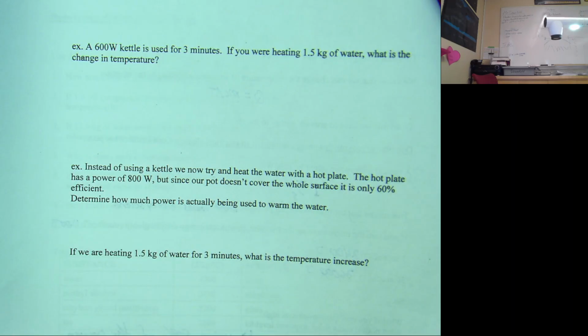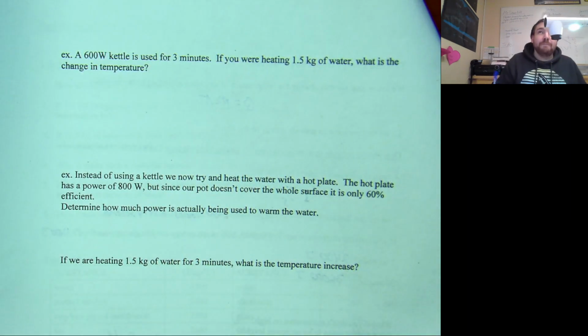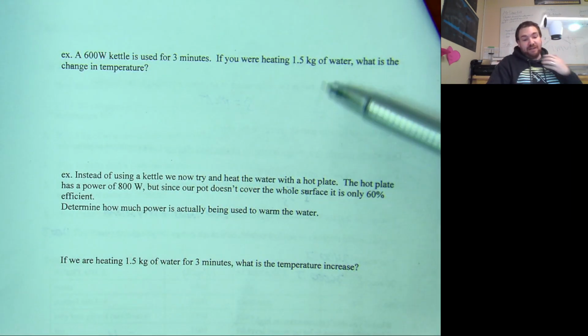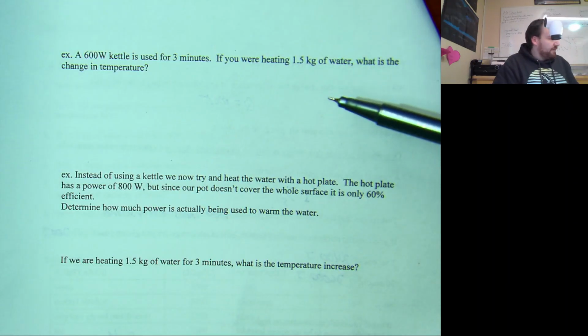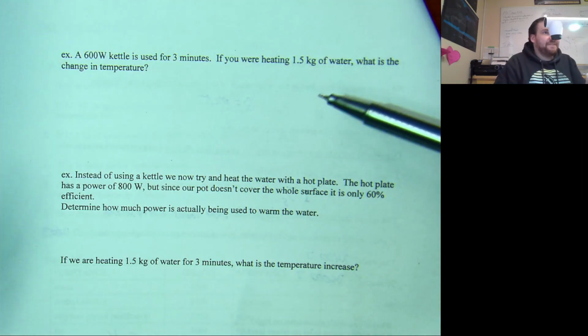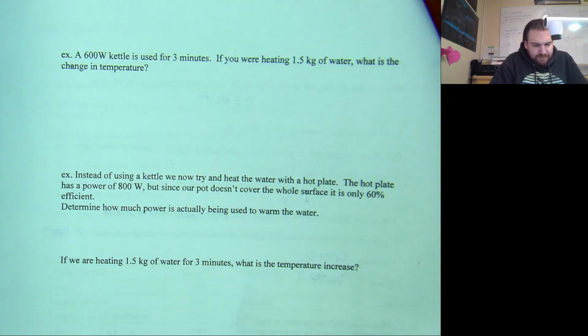Oh, this is a 1000 watt kettle. So this one's 1500, this is 1000, so a 600 watt kettle is smaller than either of these two. Just to put that into some context for you: a 600 watt kettle is used for 3 minutes, heating 1.5 kilograms of water, which, to put this in perspective, is 1.5 liters. That's about 6 to 7 cups of water.